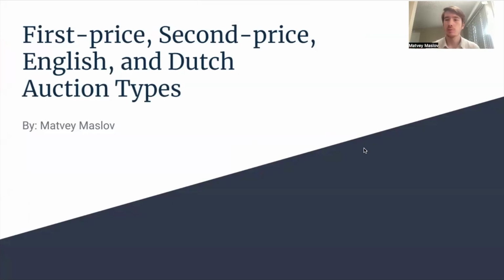Hello, everyone. Today I'm going to be recommending to the Federal Communications Commission a specific auction type when it comes to their wireless spectrum rights. And as you can see, there are four main auction types, which are first price, second price, English, and Dutch auctions.